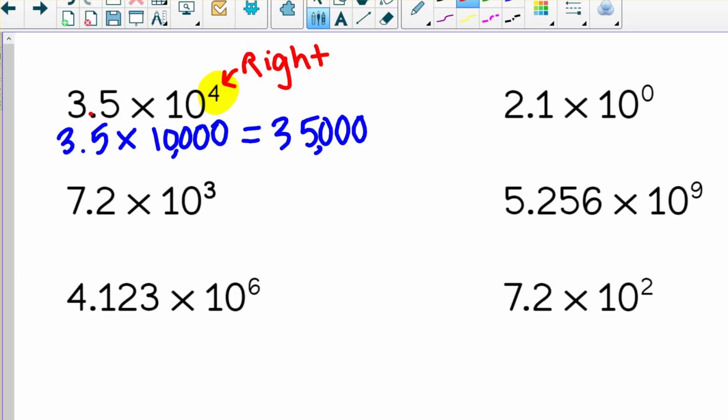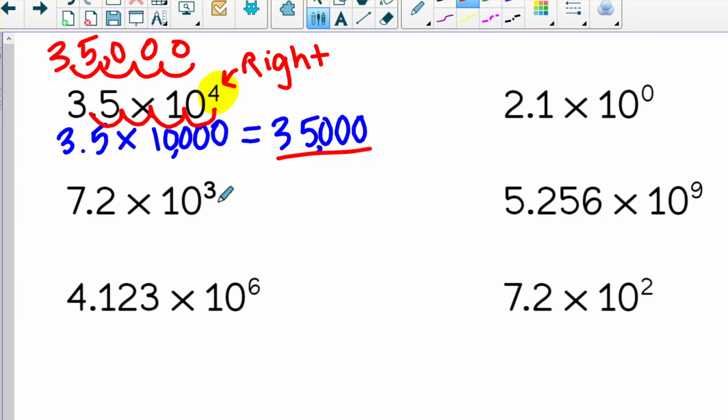So if I go 1, 2, 3, 4 places, notice I have 3 little humps here, and within those humps, I'm going to add zeros. So 3.5, and I'll rewrite it up here. If I move 1, 2, 3, 4 places to the right, our answer is 35,000. Okay, so let's keep going with this.